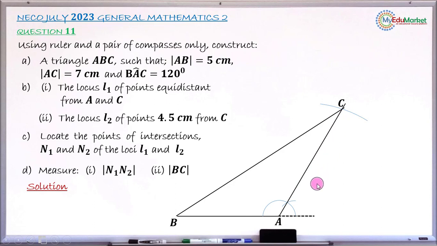To do that, you open your compass and put it at one of the end points. Let me start with A. I'll open my compass and put it at A. You open the compass at least more than half of the length of the line AC.